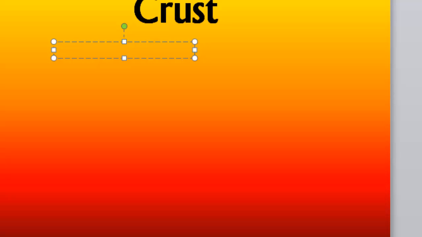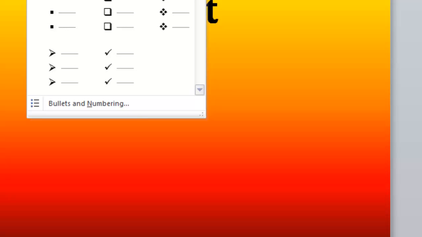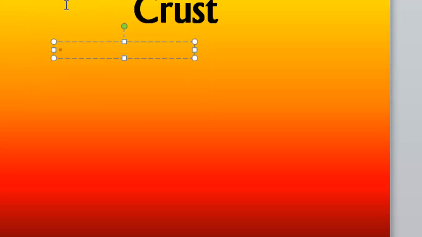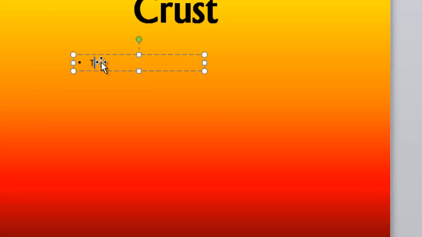So in the ribbon, I'm going to click on this arrow, and you will see all different shapes. And you can select any kind of bulleted list that you would like. I'm going to choose this one, and I'm going to click on it. And then I'm going to start typing my information. Thinnest layer.